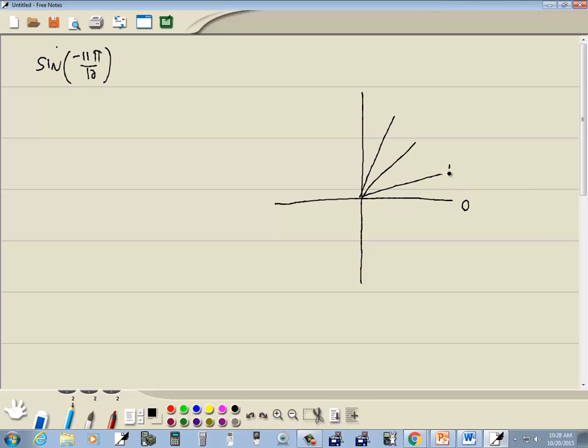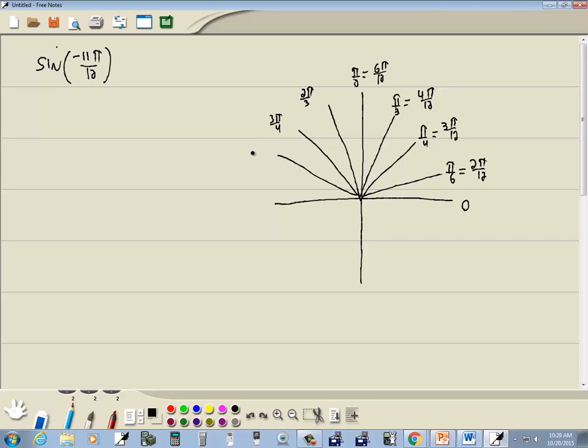Here's 0. Here's pi over 6, which if I get the common denominator 12, would be 2 pi over 12. Here's pi over 4, multiply top and bottom by 3, and we get 3 pi over 12. Here's pi over 3, multiply top and bottom by 4, and we get 4 pi over 12. Here's pi over 2, multiply top and bottom by 6, and we get 6 pi over 12. Here's 2 pi over 3, 3 pi over 4, and 5 pi over 6.